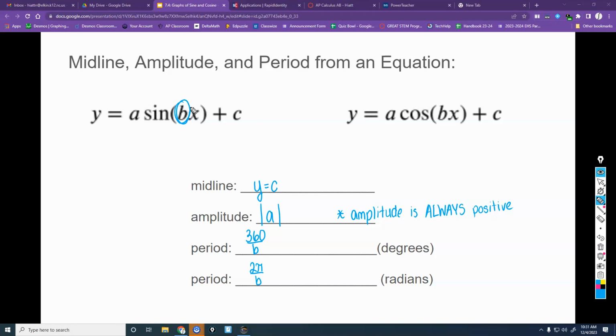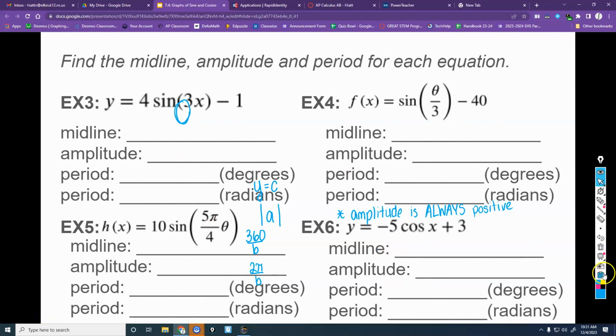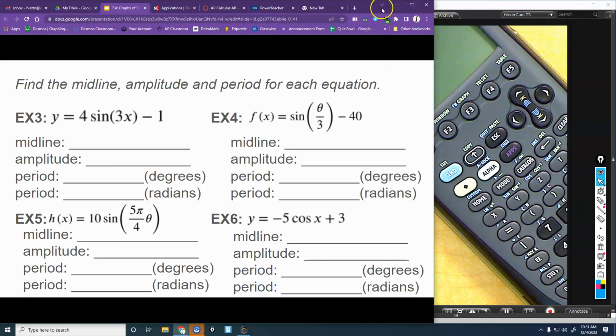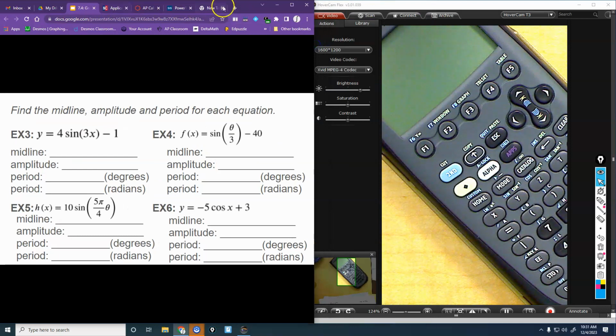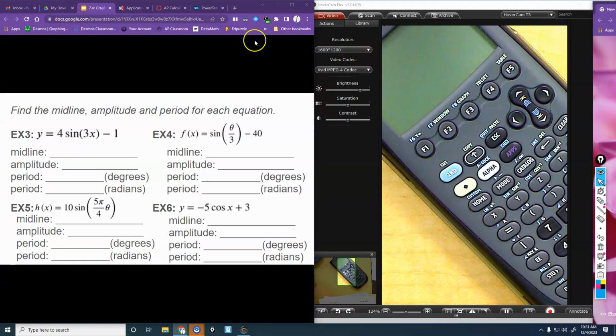All right. Okay, questions? Okay, so let's look at doing some of these. We're going to do them from the equation and from the graph. We're going to look at Desmos for these as well. So let me pull up Desmos here also.